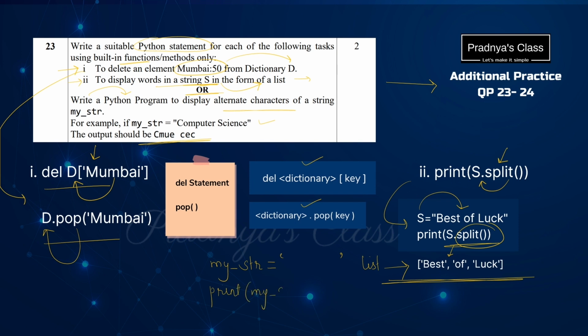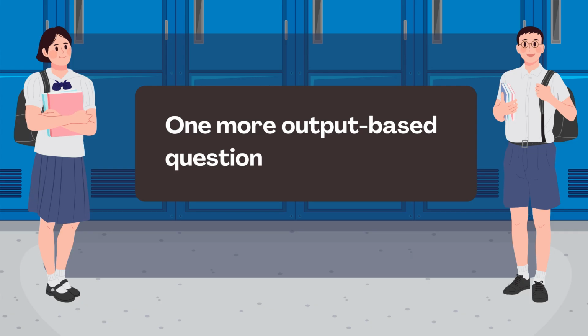The name of the string is mystr. Let's apply the slicing. Here we are considering the whole string. So we can skip the starting part. We can skip the ending part. Alternate characters we are going to print, so the step will be 2. So here is the Python program for the OR part.